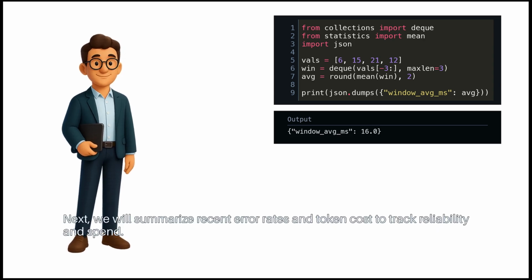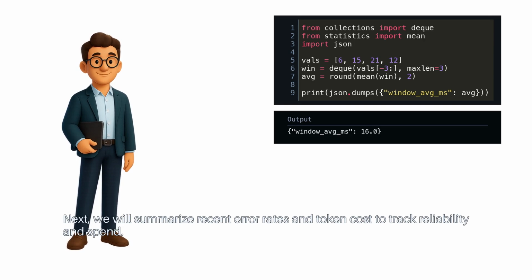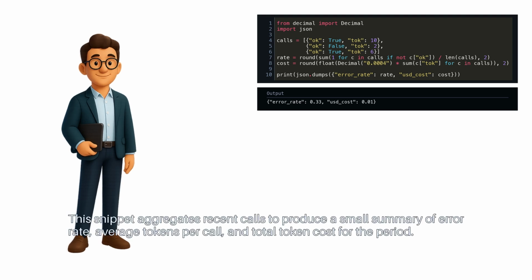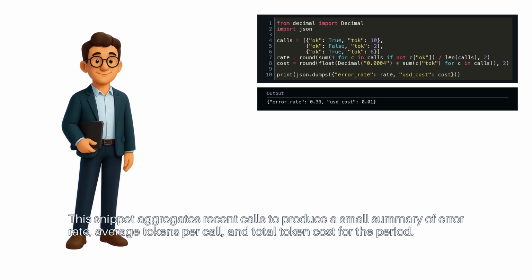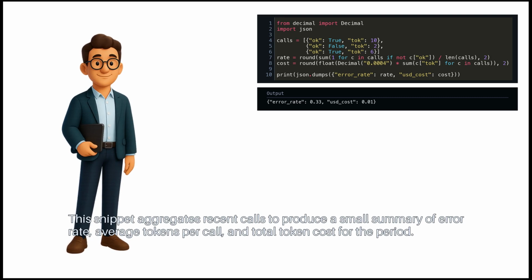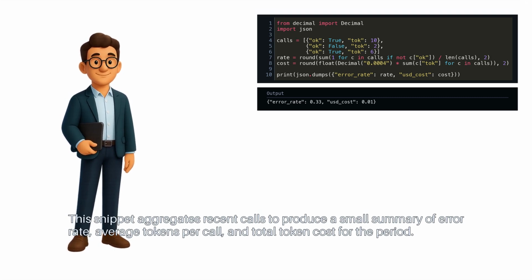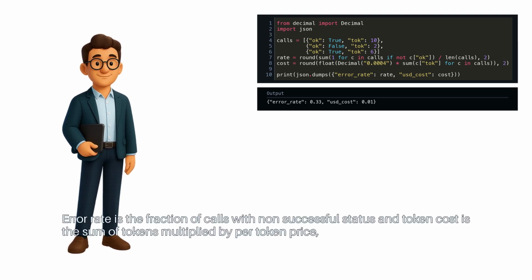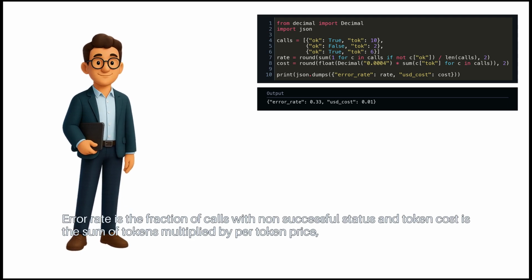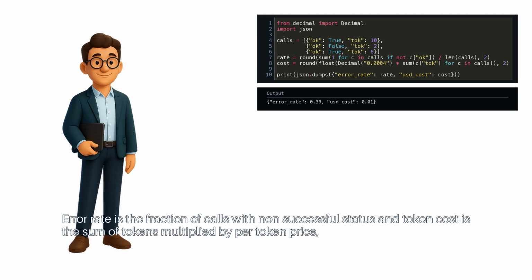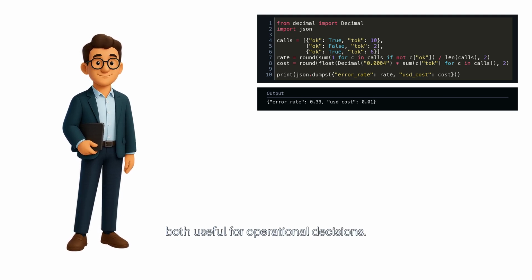Next, we will summarize recent error rates and token cost to track reliability and spend. This snippet aggregates recent calls to produce a small summary of error rate, average tokens per call, and total token cost for the period. Error rate is the fraction of calls with non-successful status, and token cost is the sum of tokens multiplied by per token price, both useful for operational decisions.